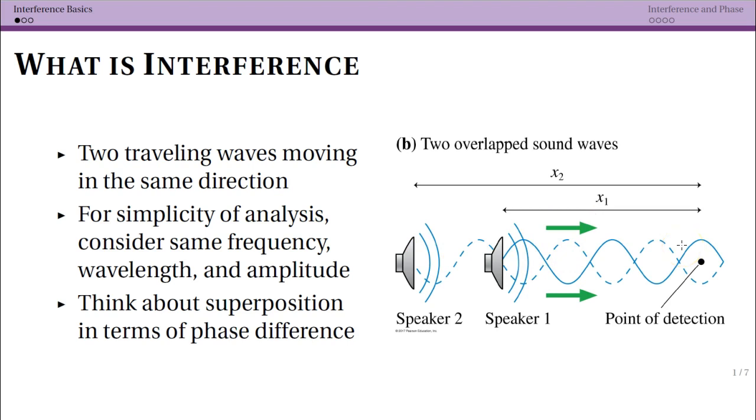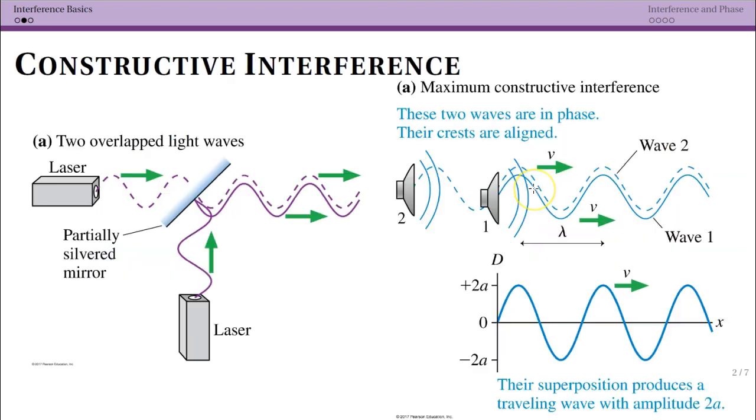Now notice that these two waves look like they have the same wavelength. If they're both sound, they have the same speed. That means they would have the same frequency. And notice that it looks like they're completely out of phase. So we're going to call this destructive interference.